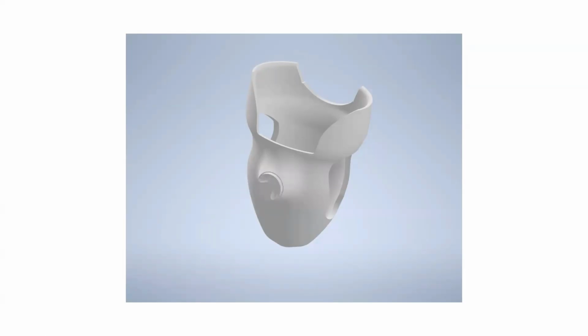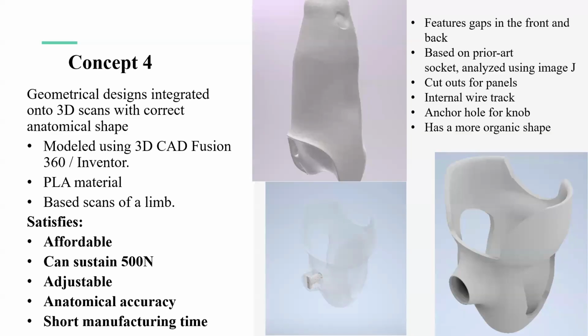And this slide is basically how it would be used. So a patient would turn the cap of the dial, and that would then allow it to tighten and loosen. So our concept 4 is simply integrating the past slide with a correct anatomical shape, and that would then result in the final product of a fully functioning adjustable socket, and it would satisfy all our specifications.